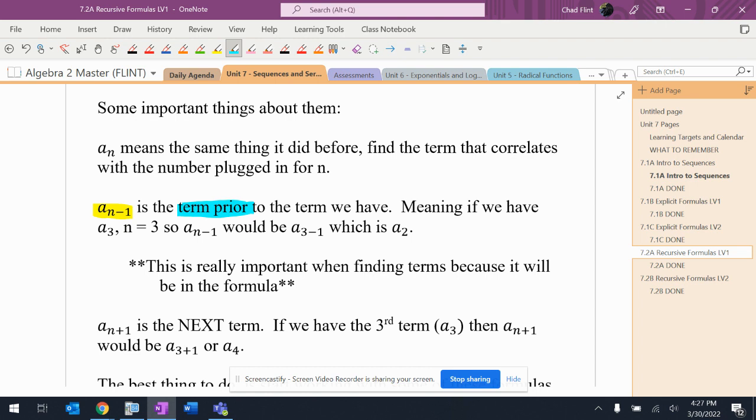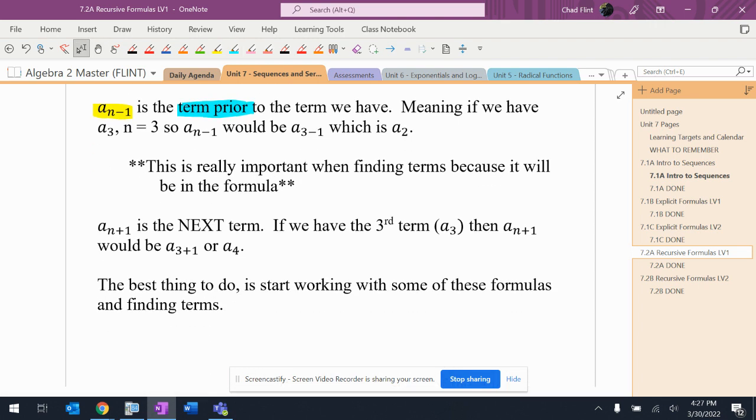It is incredibly important to understand this because the formulas that we are going to be using are going to consistently have n minus 1s in them, and they're also going to have n plus 1s in them. A of n plus 1 is the next term. So again, if we have a3, that means the third term. That means n is 3. That means that n plus 1 is 3 plus 1, which is 4.